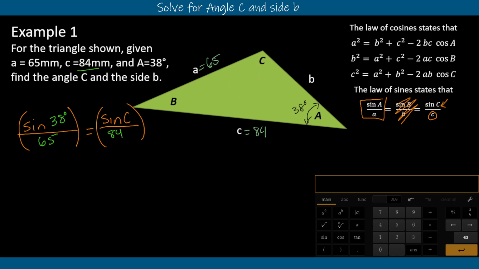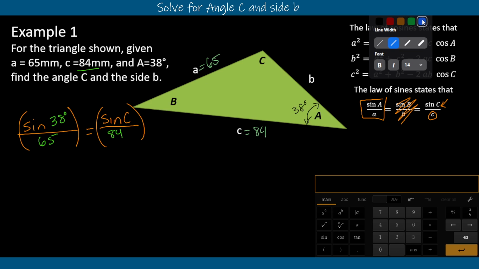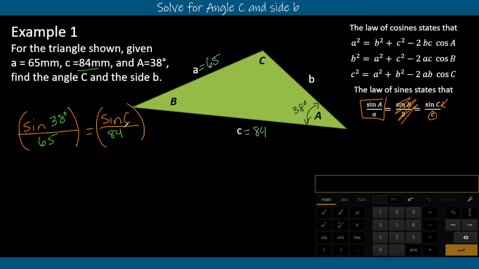And so we can solve for this by multiplying off the bottom number here. If we're dividing by 84, then we're going to have to multiply it to both sides to get rid of it. So multiply 84 to both sides. And that's going to give us a new right side of the equation. So we can rewrite it and say that we now have, and that's going to eliminate these two, 84 times sine of 38 degrees divided by 65. And that is equal to sine of C.